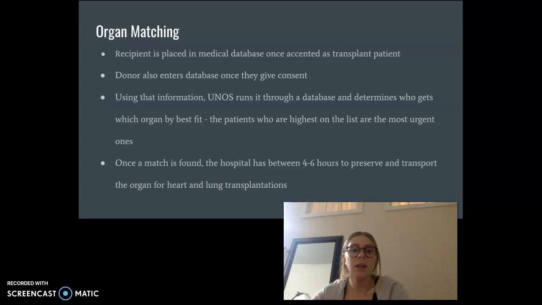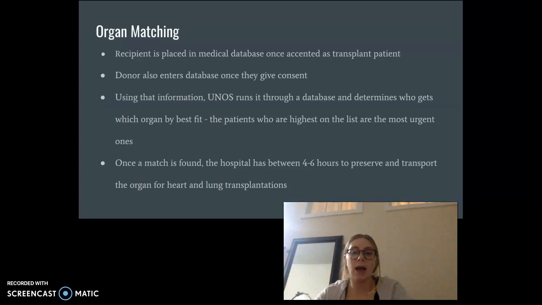Okay. And as I mentioned in the previous slide, the organ needs to match. The way they go about this is the recipient starts out by getting placed on a medical database. They get accepted as a transplant patient when they recognize that it's urgent enough and the disease has progressed enough to need a transplant. The donor, and this happens simultaneously, is put in a database once consent is given.